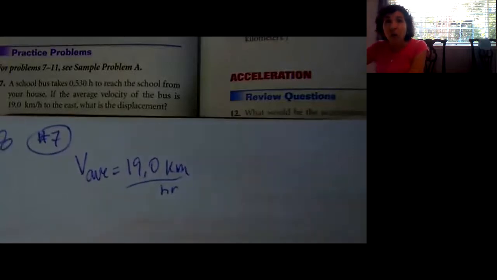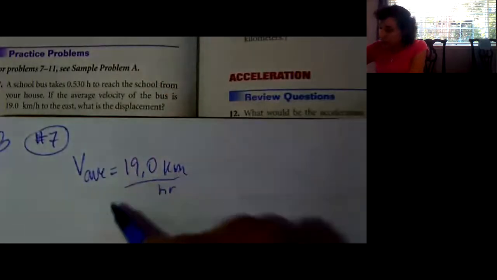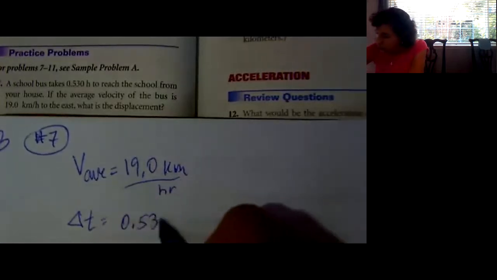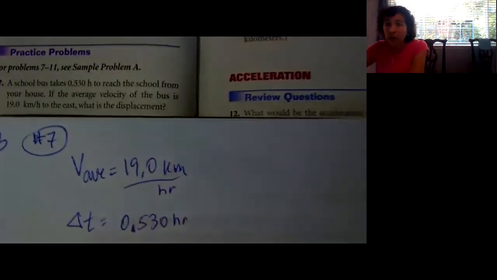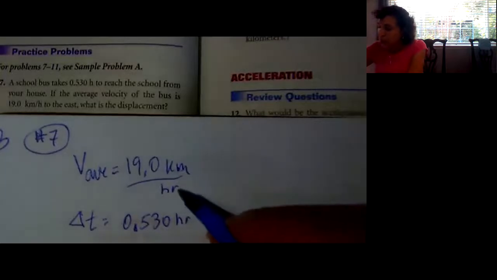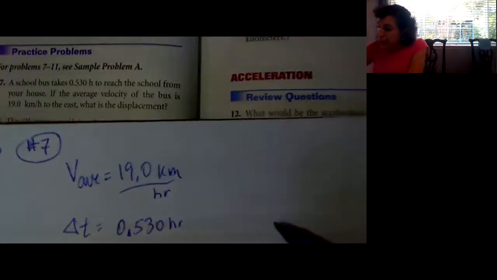And they also tell you that it took how long? Your delta t is 0.530 hours. So if we wanted to, we could figure out how many minutes that is and how many seconds it is. But right now, it's 0.53 hours. So I'm thinking that's probably pretty good because the denominator over here is hours as well. And what are they asking for? They're asking for what the displacement is. So I want to know what delta x is.